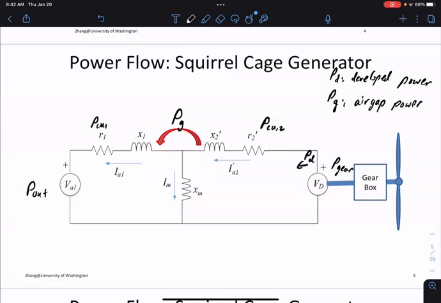So this is very similar to how an induction machine works. Again, it's writing everything backwards. When you have an induction machine supplying a load, power flows from left to right. Here, power flows from right to left.